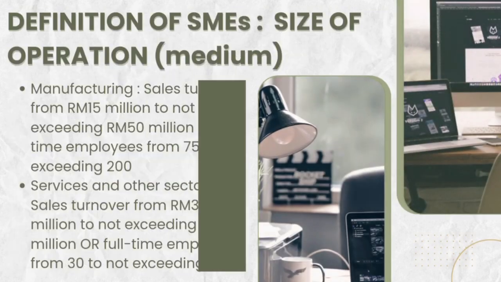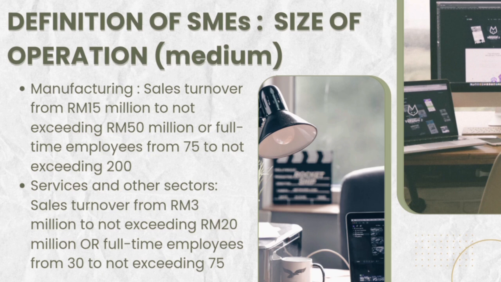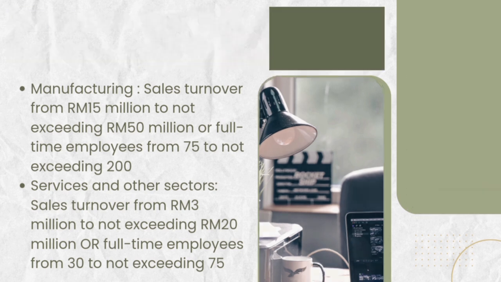Last but not least, in medium enterprise, the manufacturing sector, the sales turnover from 15 million ringgit to not exceeding 50 million ringgit or full-time employees from 75 to not exceeding 200 workers. And for services and other sectors, sales turnover from 3 million ringgit to not exceeding 20 million ringgit or full-time employees from 30 to not exceeding 75 workers.